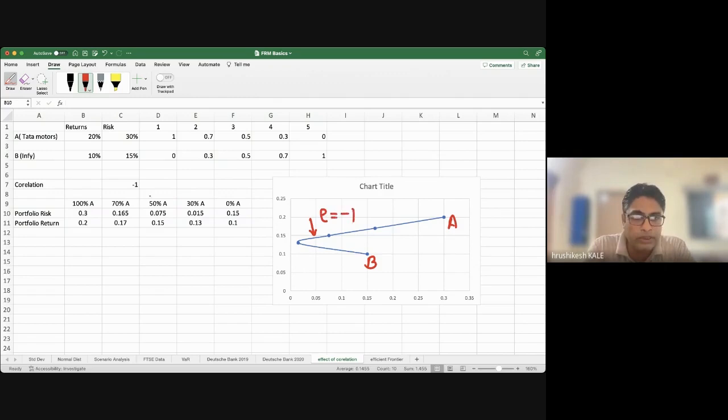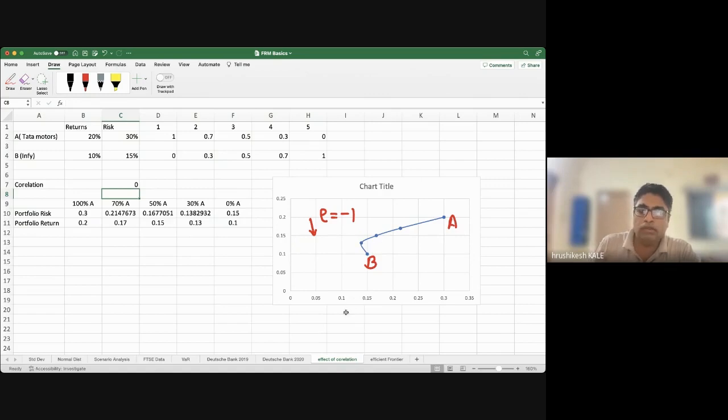Now let me just change the value of rho to +1, and you will find a straight line here. Let me do it as 0, and you will find a curve out here. So always remember, what is this graph? This graph speaks about risk on the x-axis and returns on the y-axis.